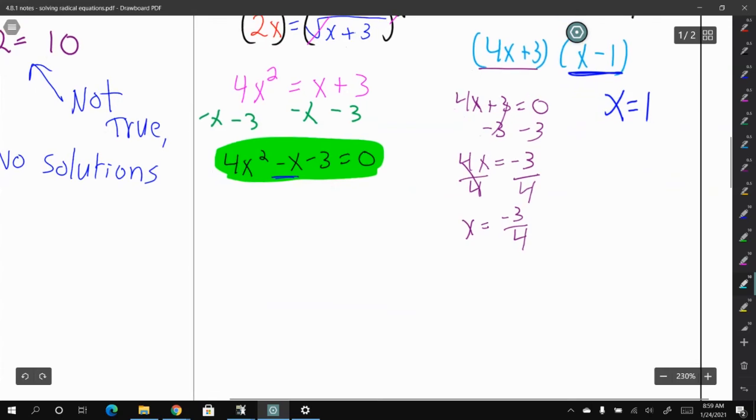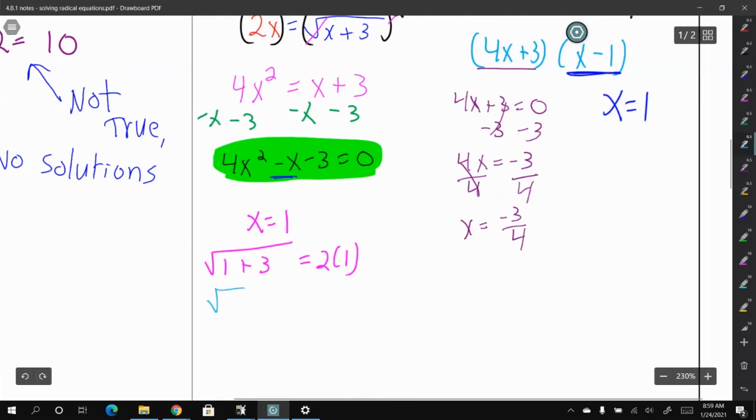So I'm going to write out what I'm going to do. So we have the square root of x, which we're going to try 1 first. 1 plus 3 equals 2 times x, 1. So I'm testing x equals 1 right here. So 1 plus 3 is 4. 2 times 1 is 2. The square root of 4 is 2. 2 does equal 2. So that's one of our solutions.